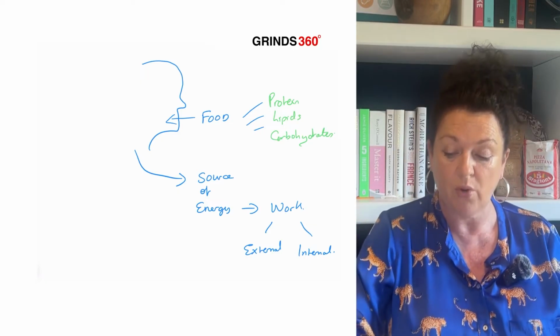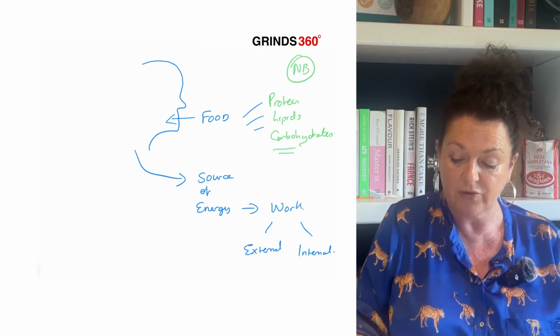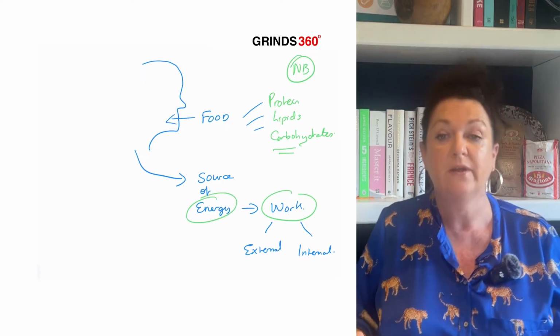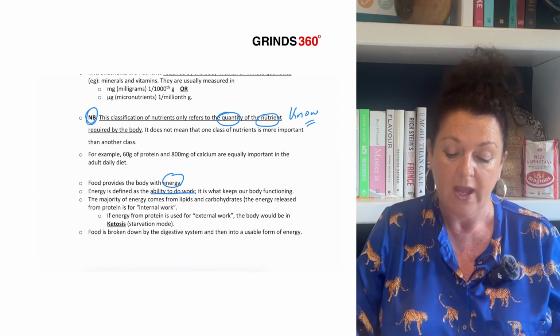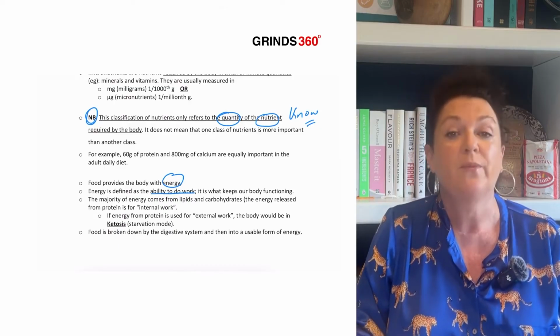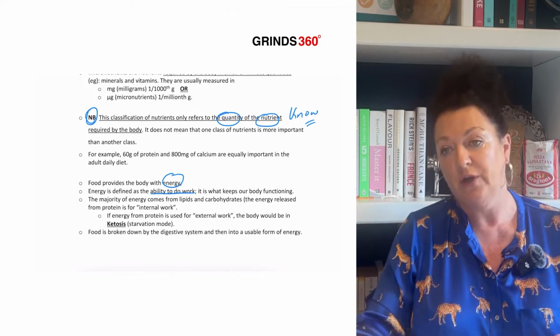So they provide our body with this source of energy. It's really important that we know that it's the macronutrients that provide the energy for the body to carry out work. The majority of energy comes from lipids and carbohydrates. The energy released from protein is for internal work.